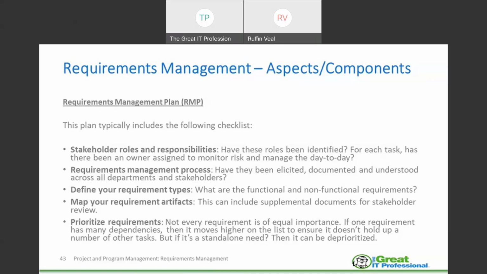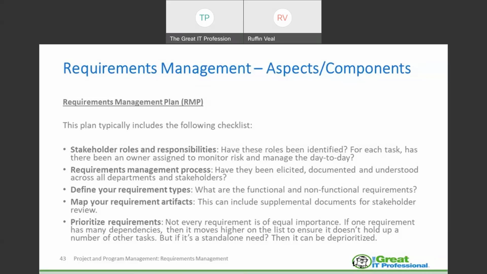We're going to map out our artifacts. We talked about those, and we're going to prioritize our requirements. And that one at the bottom is the important one there. All of them are important, but we want to emphasize and prioritize those requirements.